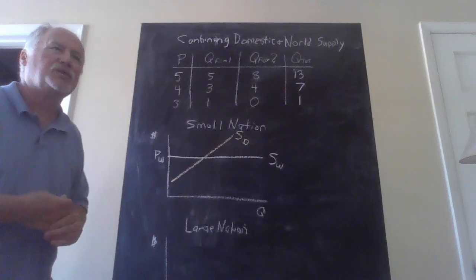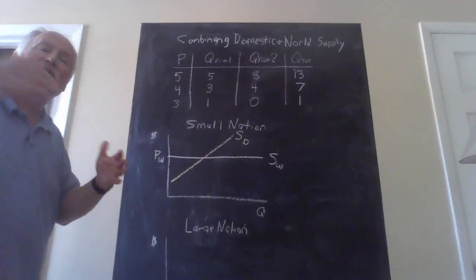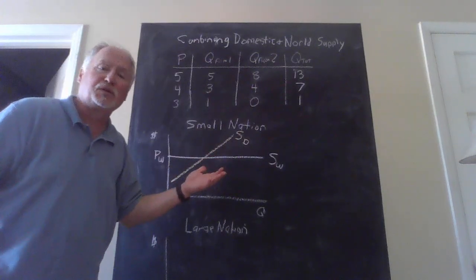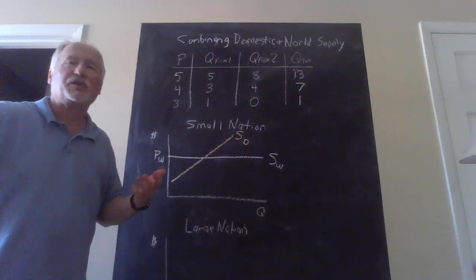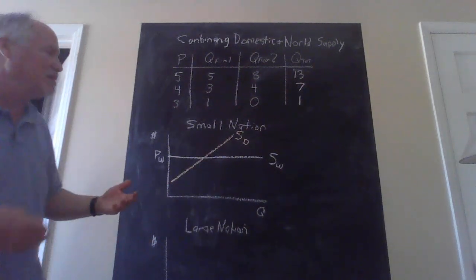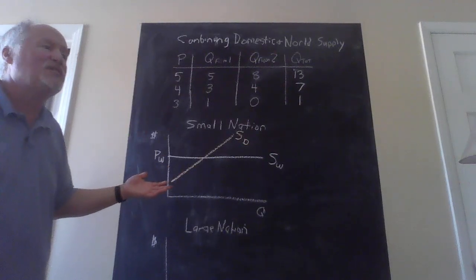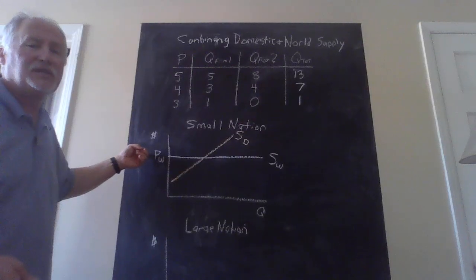People in the rest of the world are simply not going to be interested in selling here. Because the flip side is not only can this country buy as much as they want from the rest of the world at this price, the suppliers in the rest of the world have no interest in selling to this country at a price of less than PW, because there are lots of other buyers out there in the world, and they're all paying a price of PW.